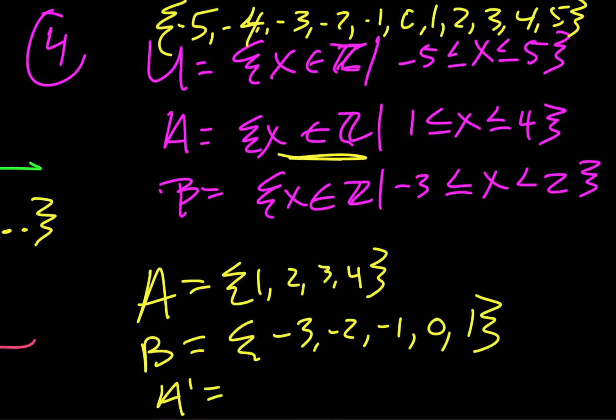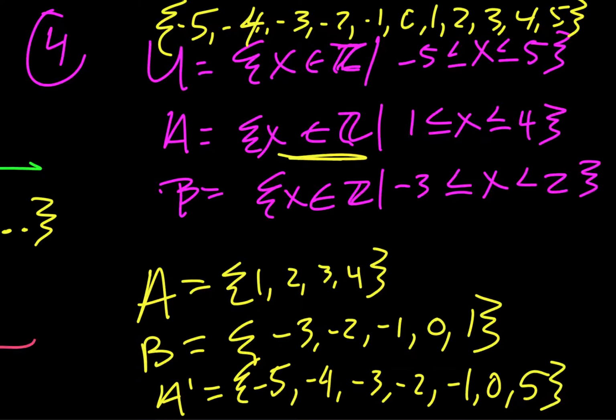Now, complement of A. So A is everything except for 1, 2, 3, 4. So we're just going to start listing the elements of U until we get to the elements of A. Now, I would write 1, 2, 3, 4, but they're in A, so we don't want those. But then we got to include 5 as well.